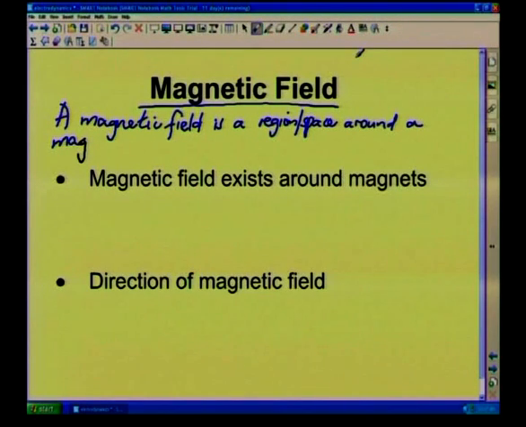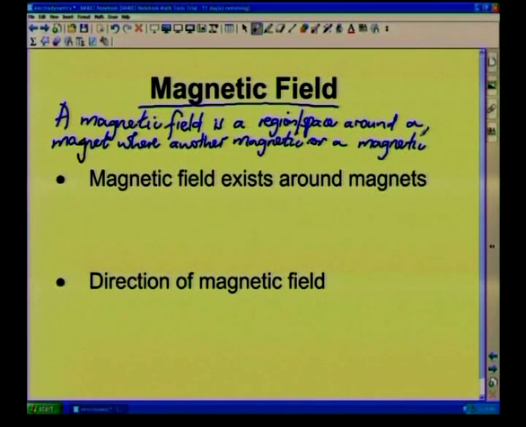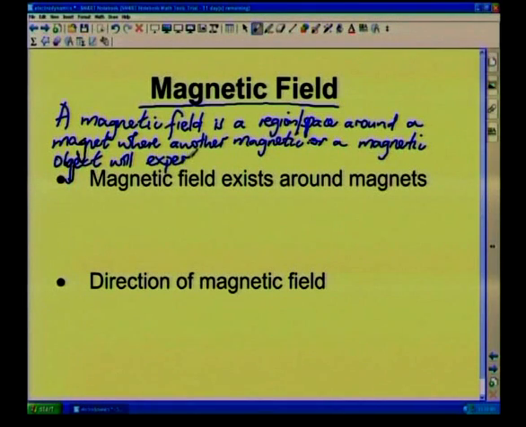Around a magnet where another magnet or a magnetic object will experience a force. Okay? So that will be a magnetic field.